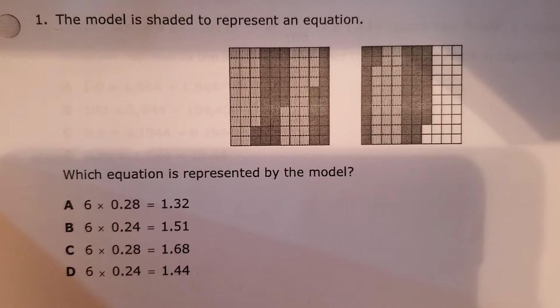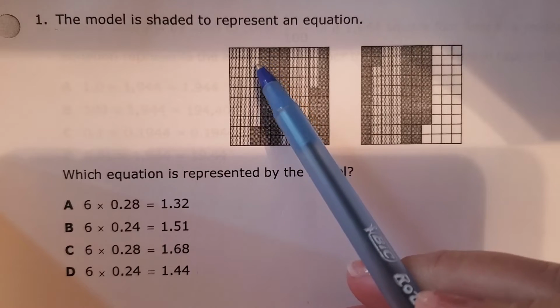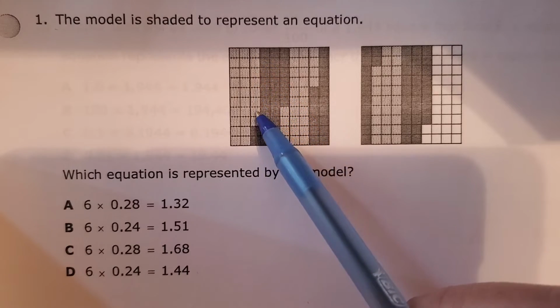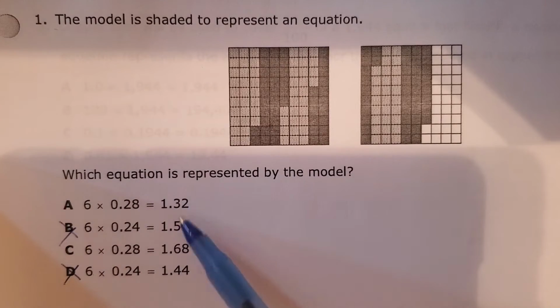Then you want to look to see how many are in each group. Here's 10, 20, 1, 2, 3, 4, 5, 6, 7, 8, 28. So we know it's not B and we know it isn't D. 6 times 28 hundredths. Then you have to see which answer works here.